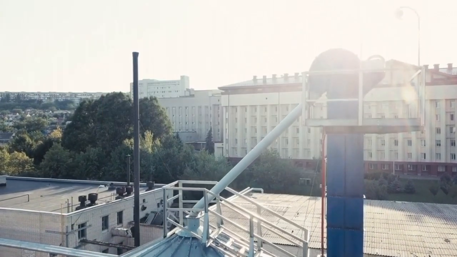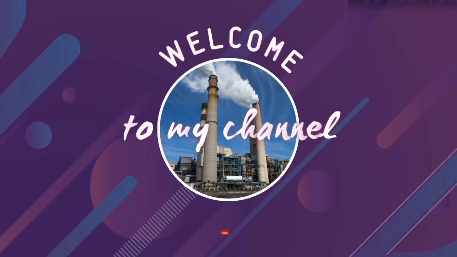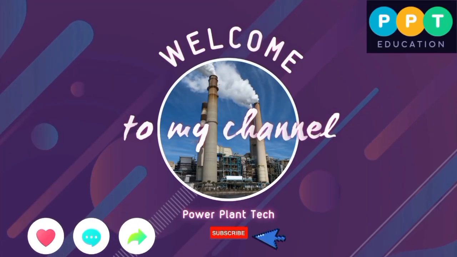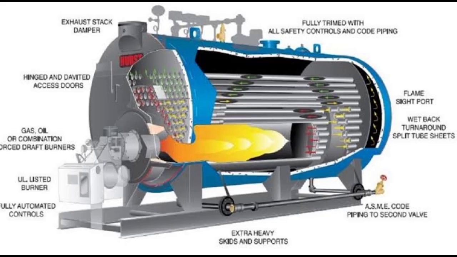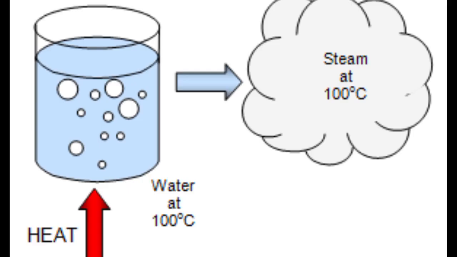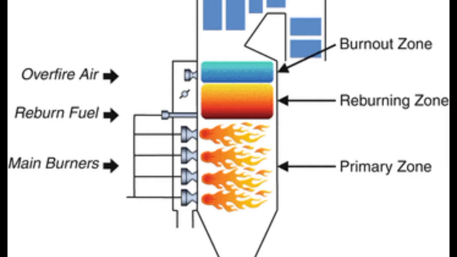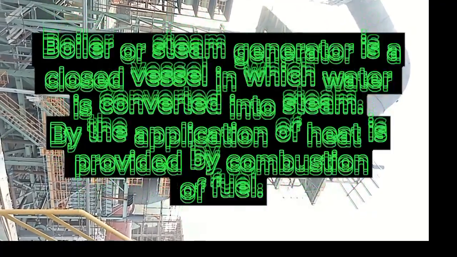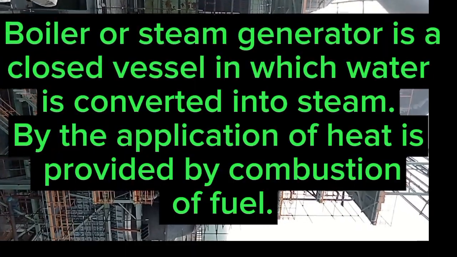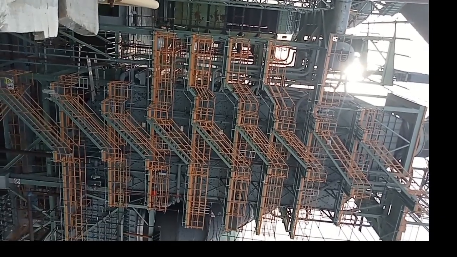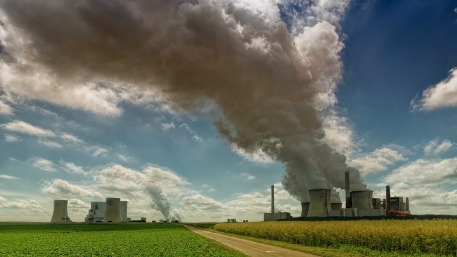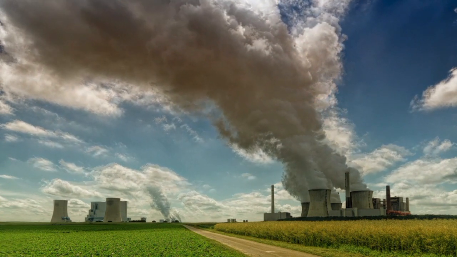So, let's start today's topic. What is boiler? Simply, we can say that boiler is a closed vessel in which steam is made by heating the water. Now let's understand it. In terms of definition, a boiler is also called a steam generator, because steam is generated inside the boiler. Boiler or steam generator is a closed vessel in which water is converted into steam by the application of heat, which is provided by combustion of fuel.